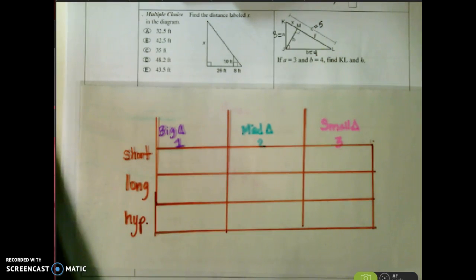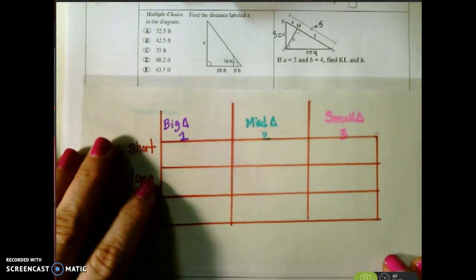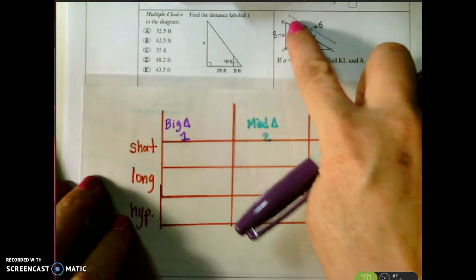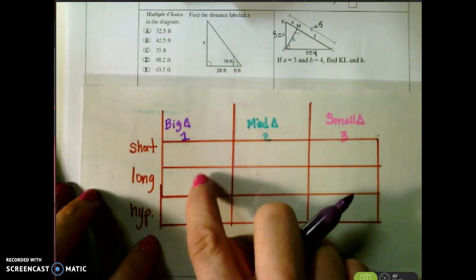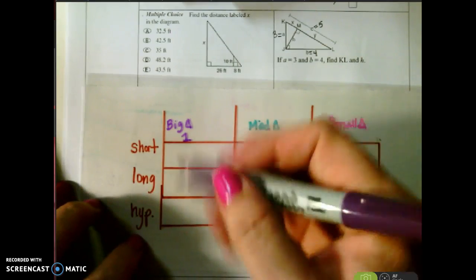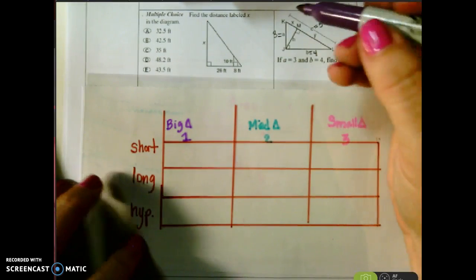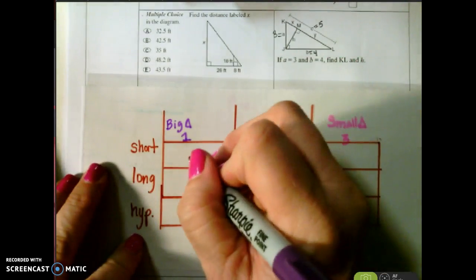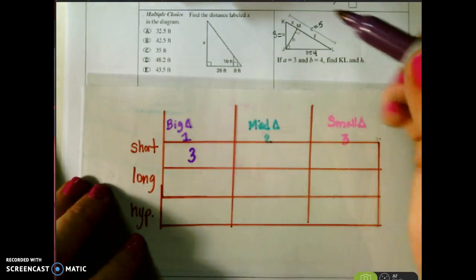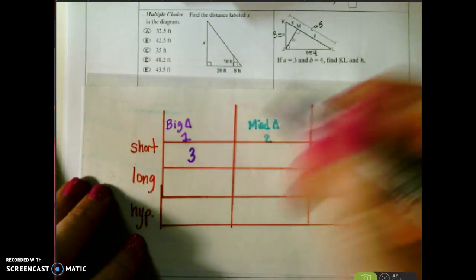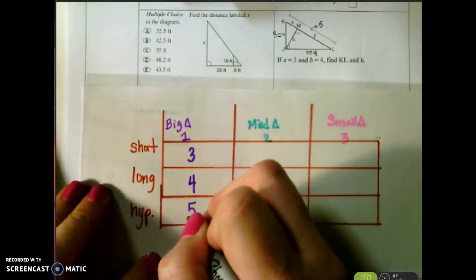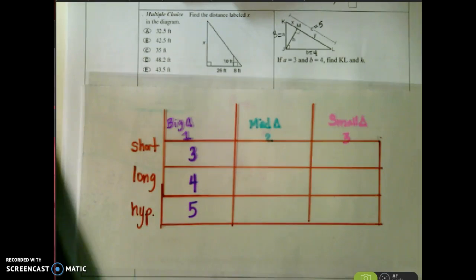So what I did for this chart is I remembered that I have 3 different triangles, the big triangle, the medium triangle, and the small triangle, all within this picture. And then I'm looking for the short side, the short leg, the long leg, and the hypotenuse. So I'm just going to go through and I'm going to put in what those are. So in my big triangle, we know that the short leg is A, and A is 3. So I'm not going to write A for this problem, I'm going to write 3. And then the long leg is here, and I know that the long leg is 4. And I know that my hypotenuse of my large triangle is 5.